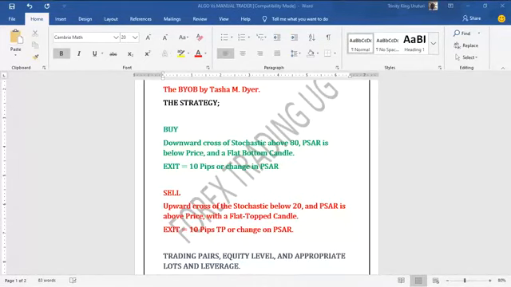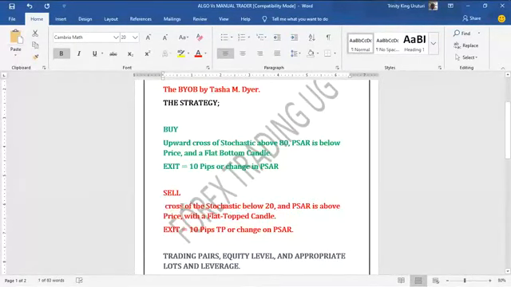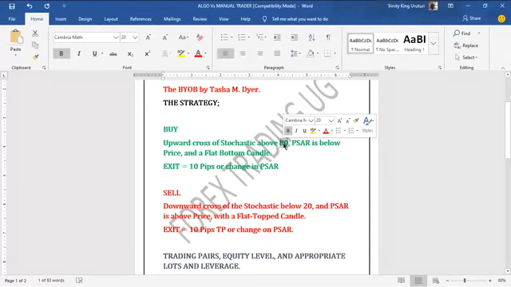Okay, so sell strategy, you have a downward cross. Sorry, this is not right. Buy strategy, you have an upward cross. Let me just change that. Yep, an upward cross for a buy, below 20, and then for sell, you have a downward cross above 80. I got that mixed up because I was writing the reverse of this trading strategy.